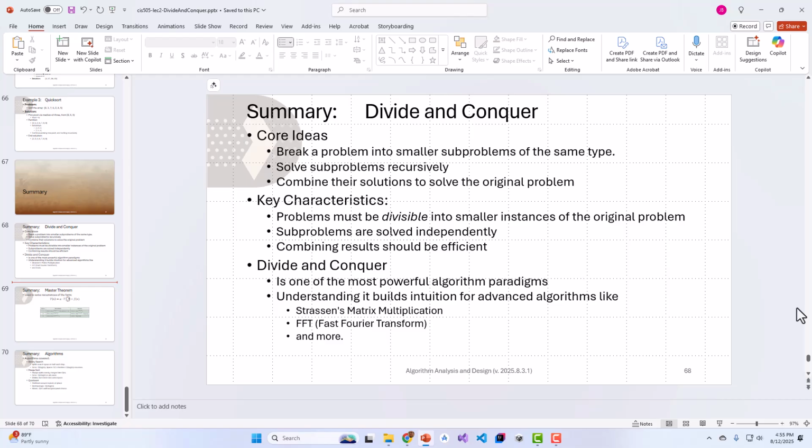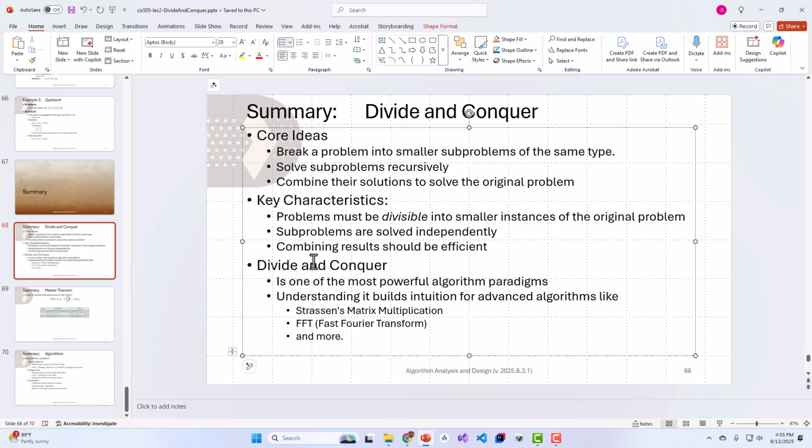So after we have the subproblems sorted independently and recursively, all the way down to whatever the base case is, we then combine the results, and the combining process should be efficient. Okay? Divide and conquer is one of the most powerful algorithm paradigms, and understanding it builds intuition for advanced algorithms, like Strassen's matrix multiplication that's used with a lot of GPU and even like AI stuff at certain levels. It's more efficient for certain sets of matrices than the general brute force technique, which is n cubed. Strassen's is less than that.